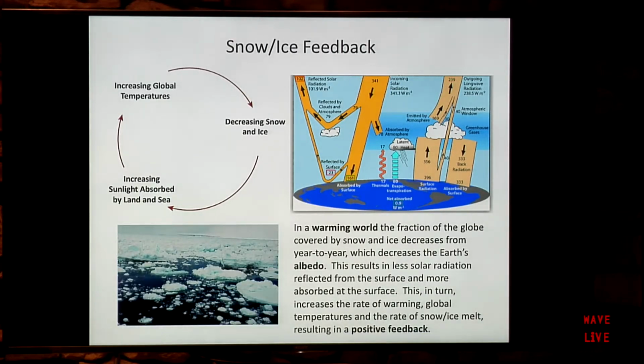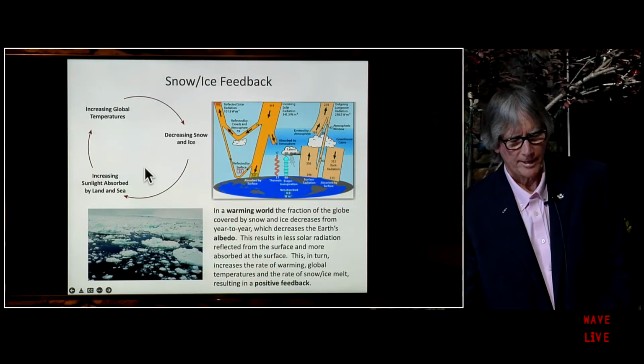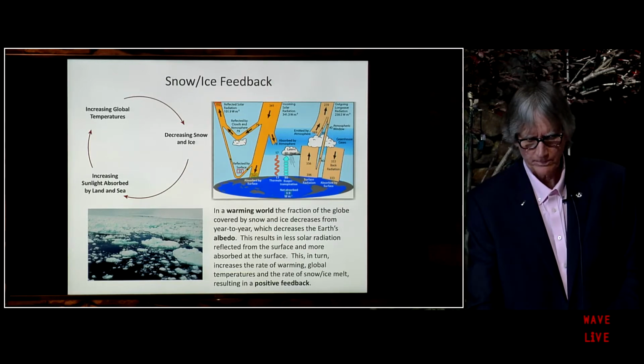The second one that's particularly important is the snow-ice feedback effect. And you can kind of see it here. Ice and snow, particularly sea ice, is very bright, has a very high albedo, and reflects the sun rays away. But when that ice melts, it leaves behind a dark ocean. The ocean is very dark, and that increases the amount of solar radiation absorbed. So you're increasing the global temperatures, that's decreasing the snow and ice. That's then increasing the amount of sunlight absorbed by land and sea. You can kind of get that sense right here, which further increases the global temperatures. And you go around this feedback loop, and it amplifies the warming. And it's an important feedback loop.